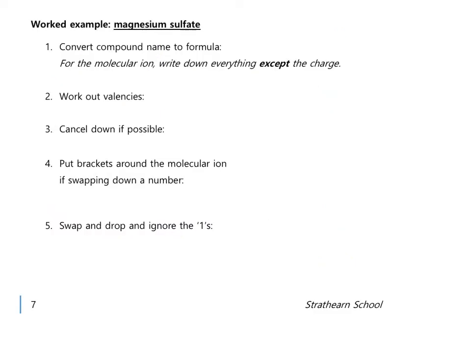So go back to page 7, and the example at the bottom of the page is magnesium sulfate. So we know by the end of it that it's not just a simple case of sulfur. We've got sulfur and oxygen. So this is a molecular ion that we'll need to use looking at the back of the periodic table. So the first thing is convert the compound name to formula. So let me just show you in the periodic table where we're going to get that from. So first of all, magnesium.